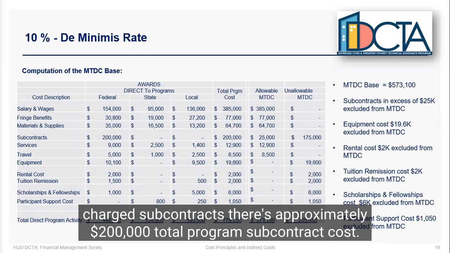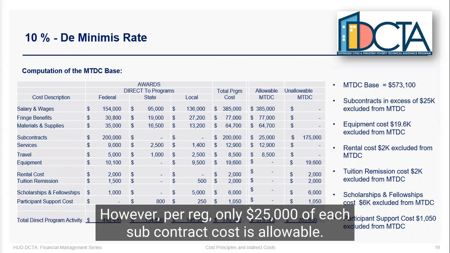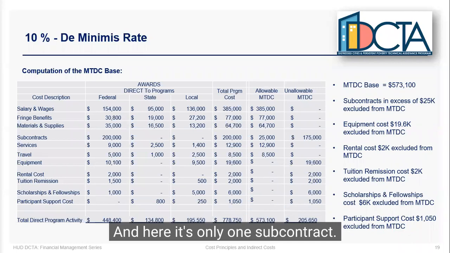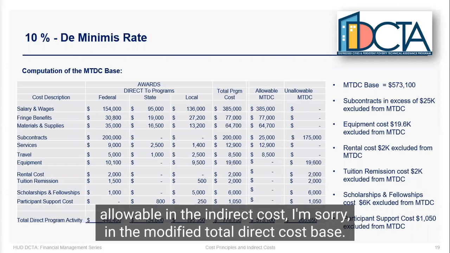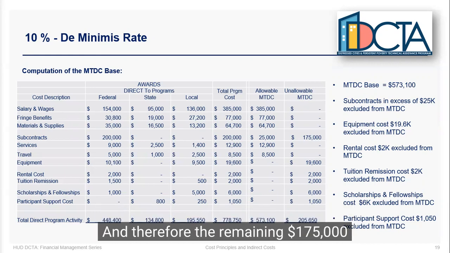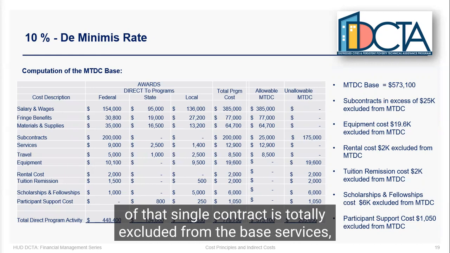Subcontracts, there's approximately $200,000 total program subcontract cost. However, per regs, only $25,000 of each subcontract cost is allowable. And here is only one subcontract. It was a total of $200,000. Therefore, only $25,000 of the $200,000 is allowable in the indirect cost. I'm sorry, in the modified total direct cost base. And therefore, the remaining $175,000 of that single contract is totally excluded from the base.